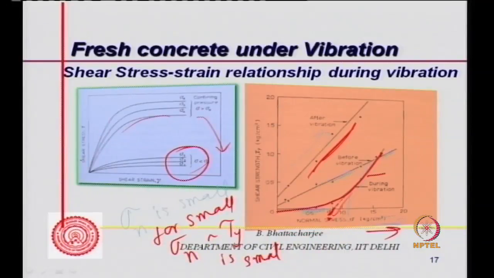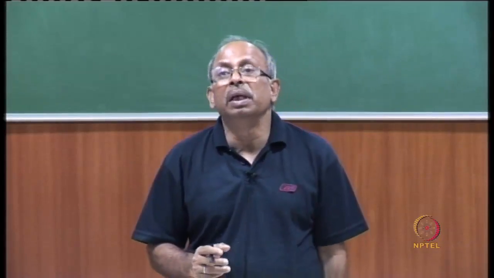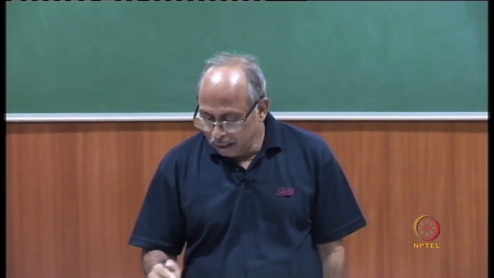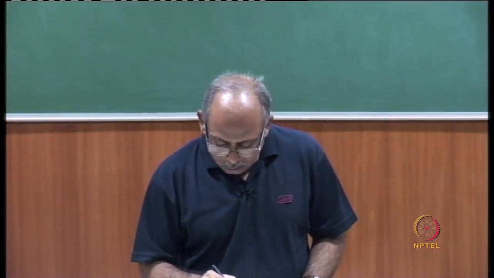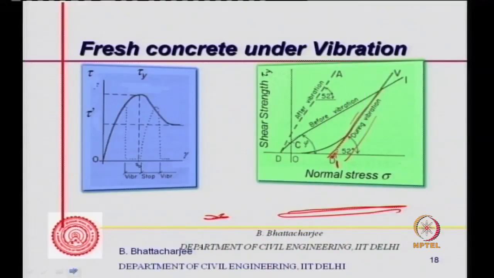So if your normal stress is more than the agitation pressure, then only you find that yield stress starts increasing. So as a result of vibration, yield stress reduces significantly. But mu, of course, the slope of this one is more than the original. And after vibration, it stiffens, the yield shear stress goes back to some higher value. Once you have stopped the vibration, the cohesiveness is re-established, and that's how the behavior is. So it will show up the strength part of it.